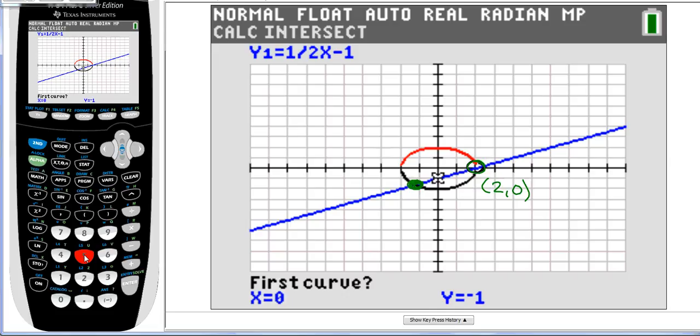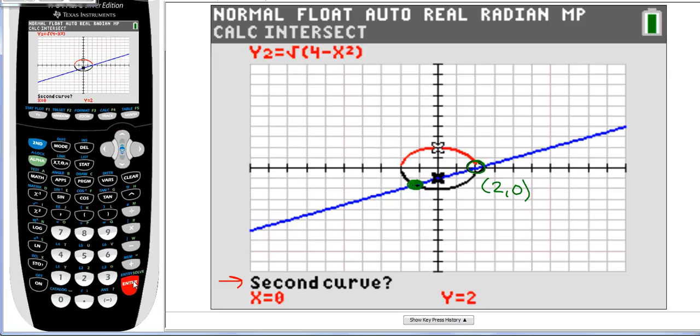Okay, notice down here that my calculator is asking me for the first curve. Just look at where your cursor is flashing. Since it's where the blue and the black line intersect, you want your cursor on either the blue or the black line. It doesn't matter which one. You just don't want it on the red one because it's not intersecting the red. Okay, so I can move my cursor back and forth from one line to the other by using the up and down arrows. Mine's on the blue line. I'm just going to hit enter.